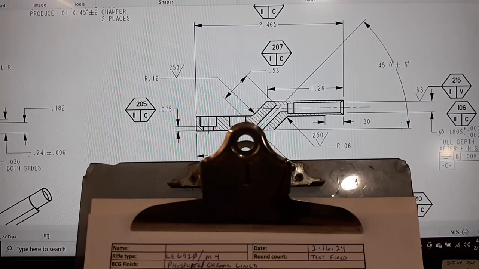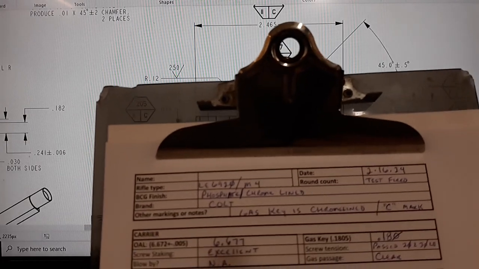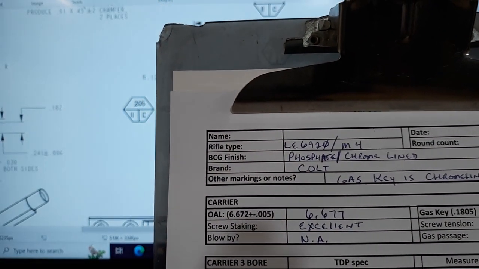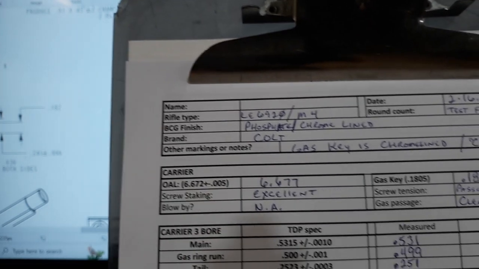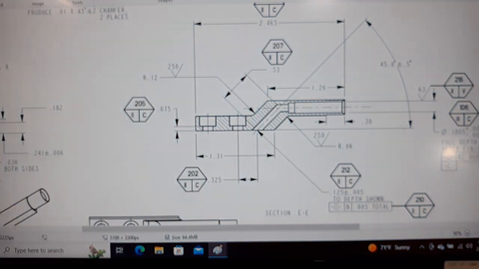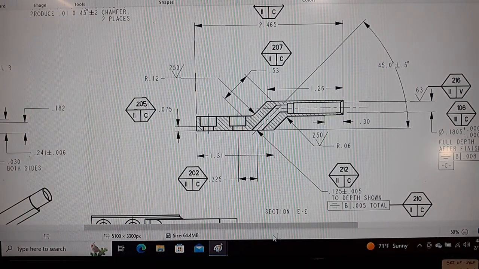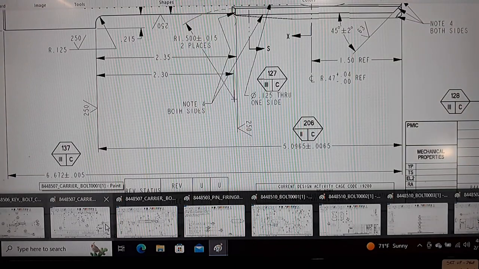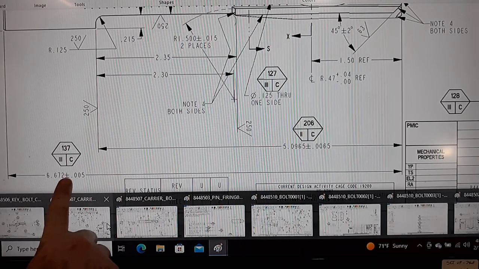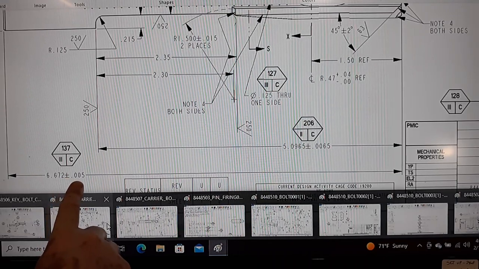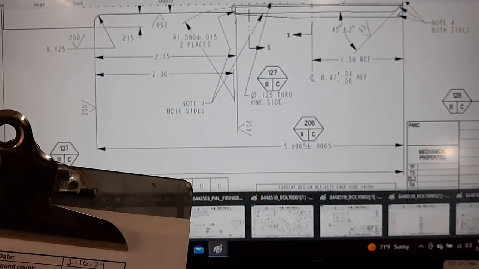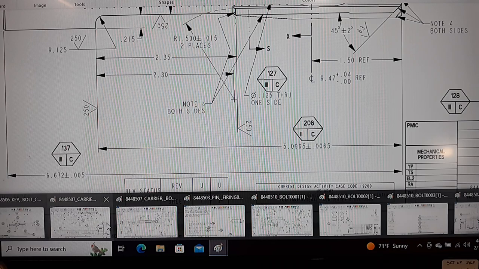So the carrier itself, overall length is supposed to be 6.677, and the TDP states it's supposed to be 6.672 plus or minus 0.005. The measurement came out, as you can see, 6.677. So let me pull up that image. I apologize, I should have had all of these up here, but there's a lot of information right there. Now this is the bolt carrier group, and if you'll note right here in the bottom left hand corner, it shows it's supposed to be 6.672 plus or minus 0.005, as I have it on this document, and it measured out at 6.677. I mean, it's on the high end of the tolerance, but that's okay, there's nothing wrong with that.